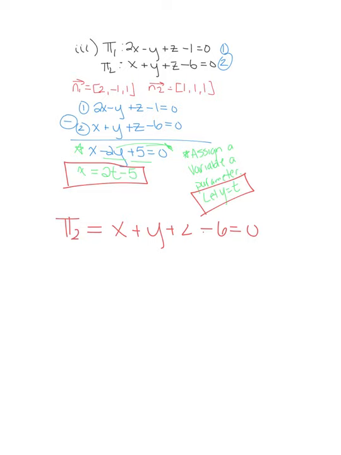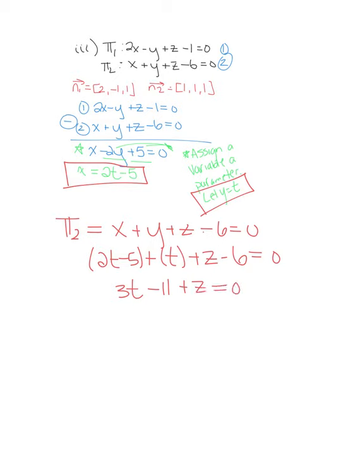If I plug these equations in, I have 2t subtract 5 plus my y was t plus z minus 6 equals 0. I have a 2t plus a t. That's going to give me 3t. I have a minus 5 and a minus 6. That's going to give me minus 11 plus z equals 0.